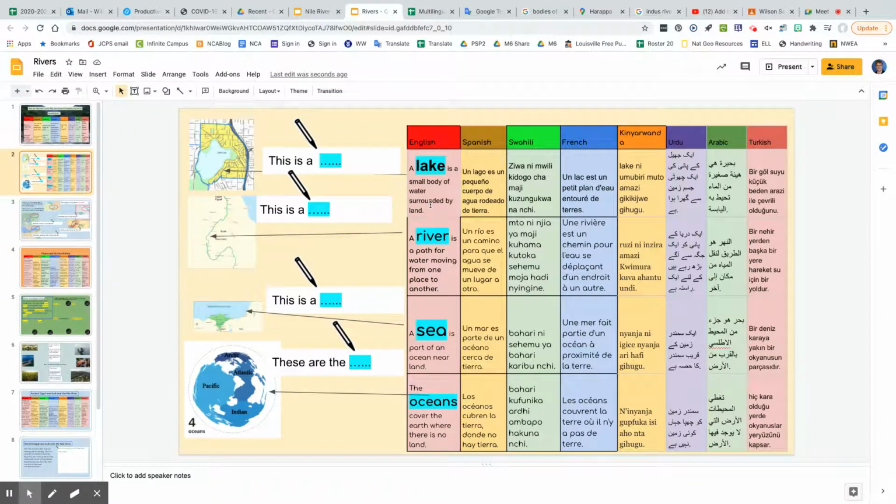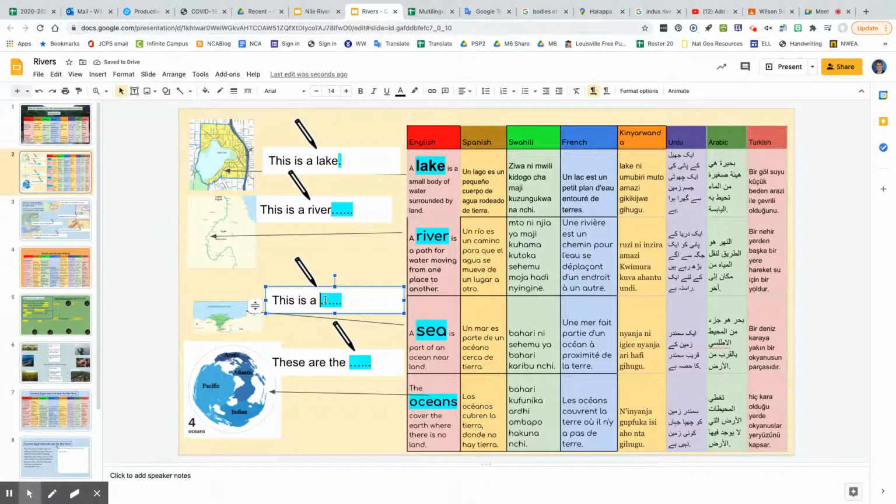A lake is a small body of water surrounded by land. This is a lake. So over here you will write the word lake. This is a river. A river is a path for moving water from one place to another. And here you will write the word river.